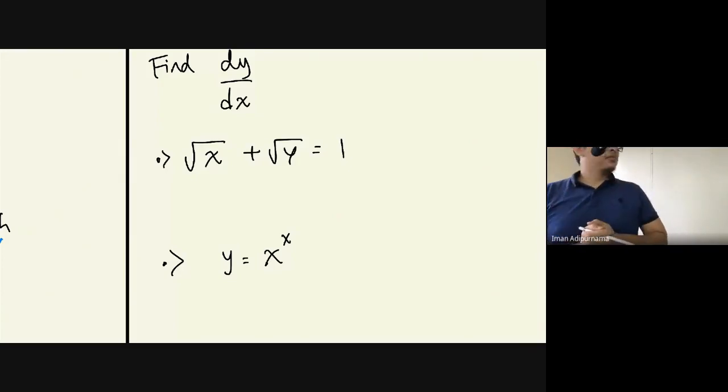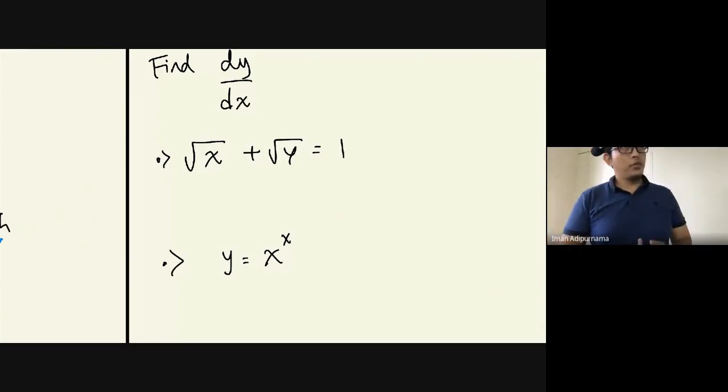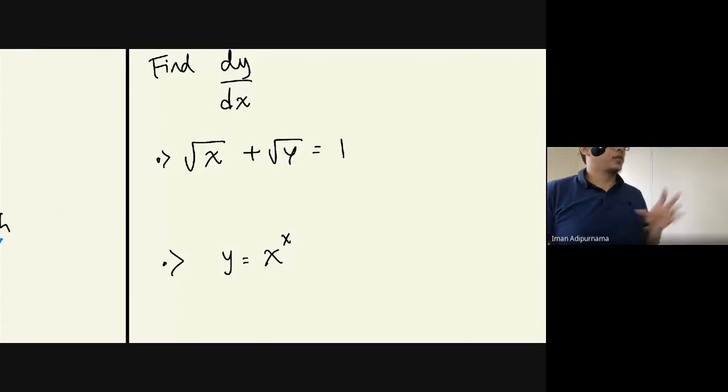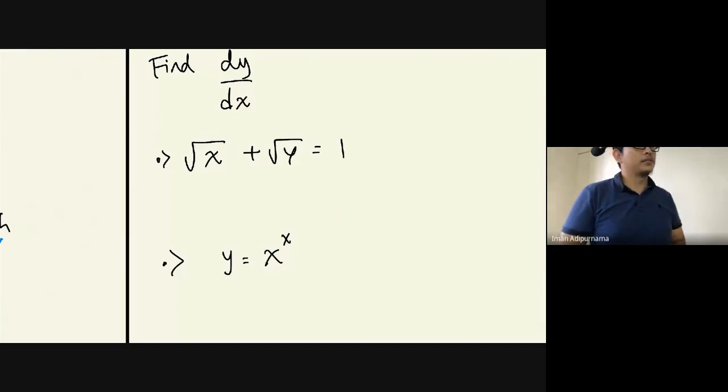Number two also, I think I have two methods to solve number two. One way is just doing implicit differentiation. The other way, rewrite the form and take ln.